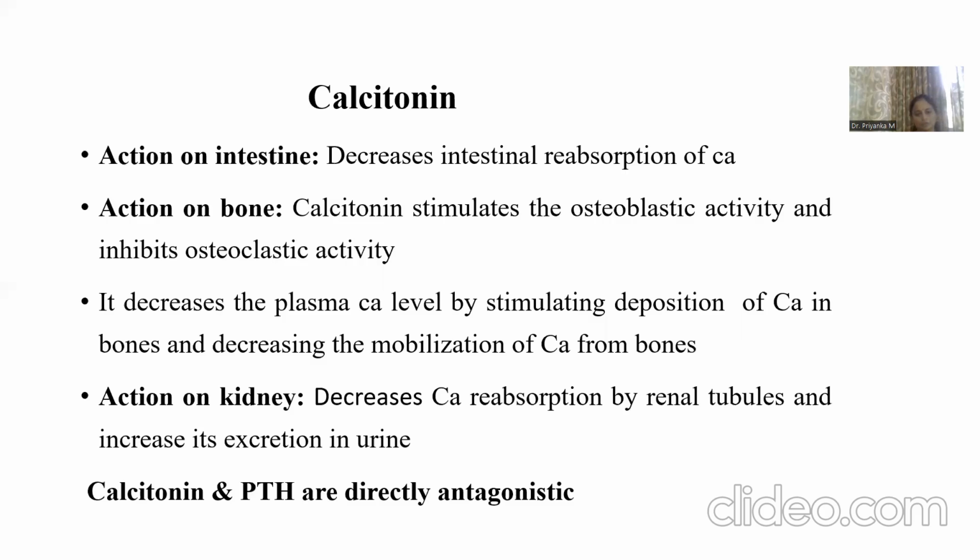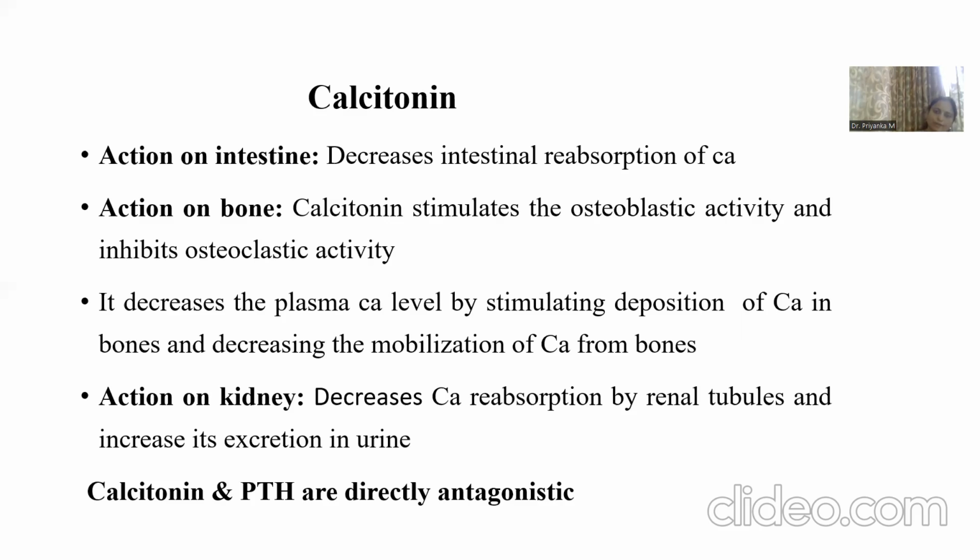Then the role of this on kidney. Here it decreases the calcium reabsorption by the renal tubules. That means it increases the excretion of calcium. So it decreases reabsorption of calcium and increases excretion of calcium. So finally, the role of calcitonin is to decrease the serum calcium level by activating osteoblasts as well as by decreasing the reabsorption and increasing the excretion of calcium.